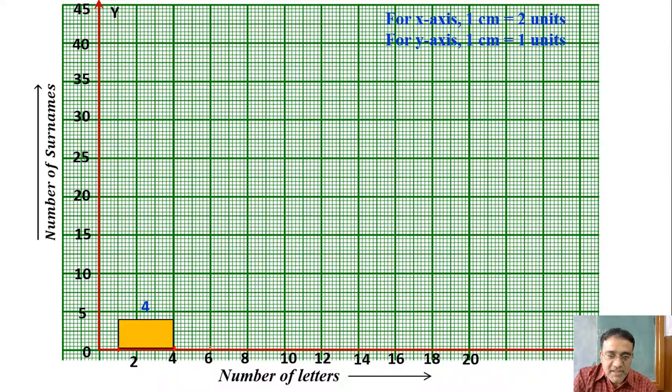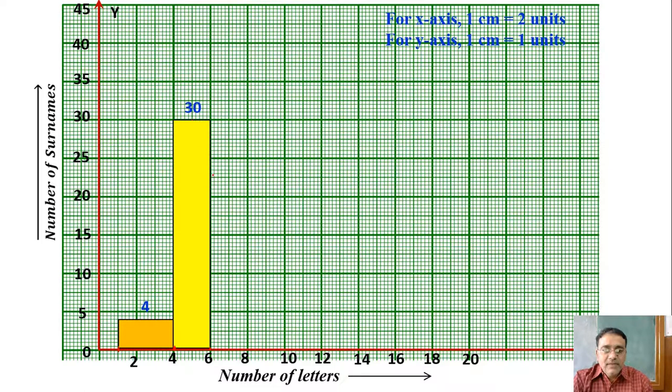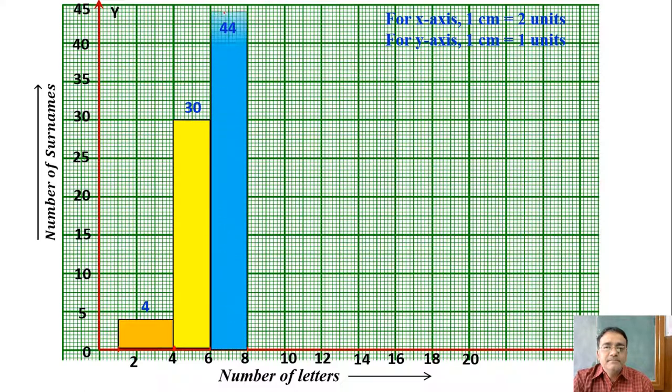4 to 6 means up to here it will come, and 30 frequency is 30, so it will come up to here, and 6 to 8 is 44. 44 यहाँ तक आएगा, okay, and 8 to 12, 8 to 12 is 8 up to here, so 8 means यहाँ तक आएगा.